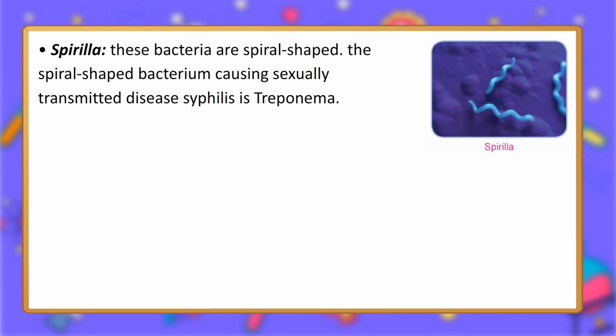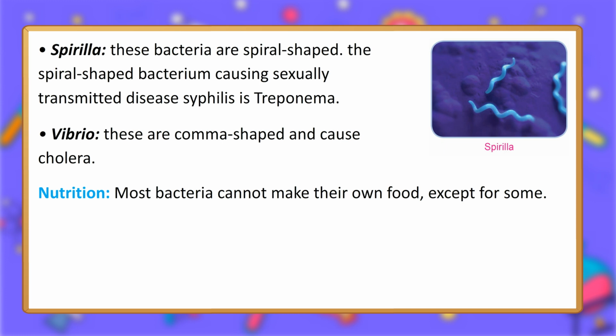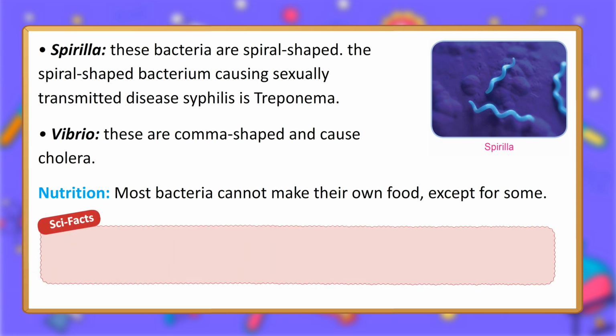Spirilla. These bacteria are spiral-shaped. The spiral-shaped bacterium causing the sexually transmitted disease syphilis is Treponema. Vibrio. These are comma-shaped and cause cholera. Nutrition. Most bacteria cannot make their own food, except for some.